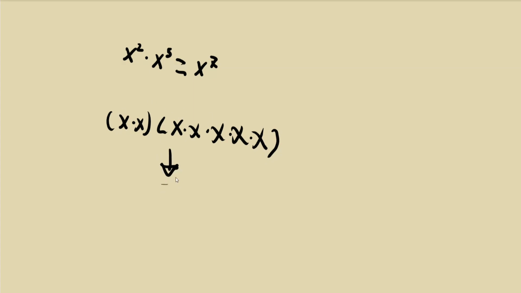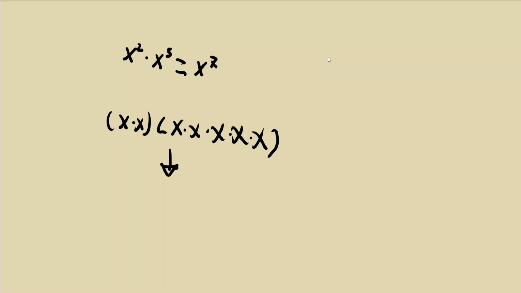Because remember, x to the power of 2, so this is x times x. And then here we also have x to the power of 5. So x times x times x, and then times x, and then here's the final x, right? And if you add these up, you get 7 x's. So x multiplied by itself 7 times is equal to x to the power of 7, right?